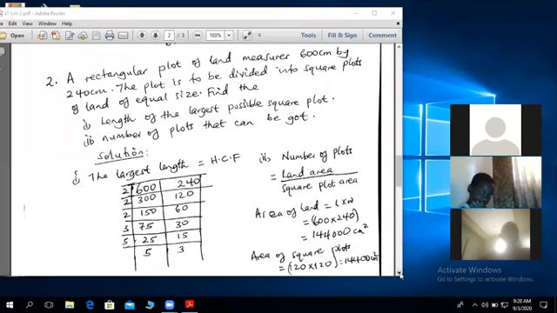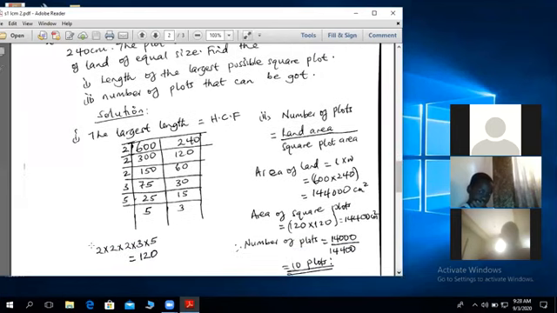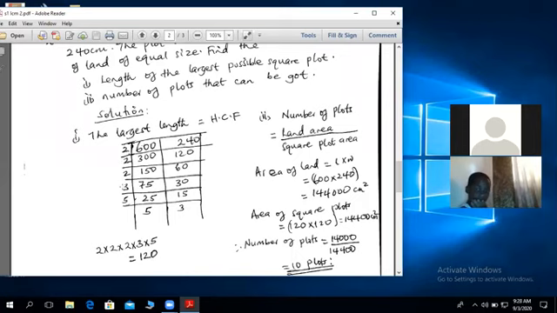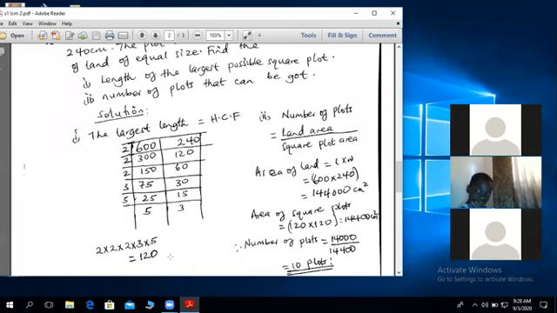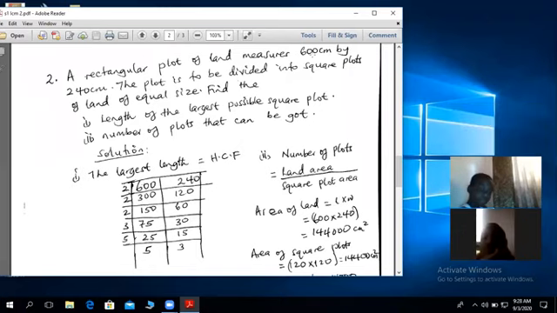So my highest common factor means I have to multiply these numbers: 2 times 2 times 2 times 3 times 5. Can you help me confirm from your calculator there? 2 times 2 times 2 times 3 times 5. Does it give you 120? 120. Yes. So 120 is the longest possible length which we can get from the square plot.